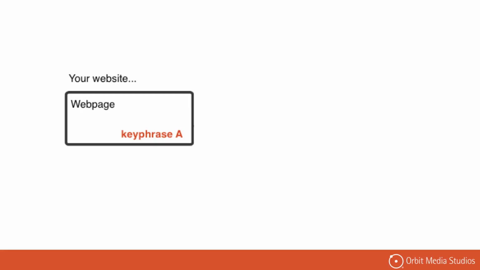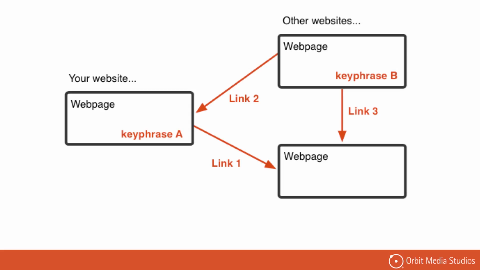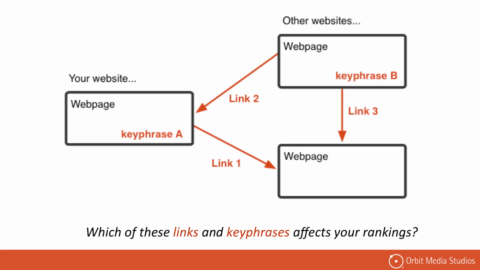So let's take a break for a quick quiz. Your website has a key phrase on it. There's a page with a phrase, targeting a phrase, and it links to another page somewhere on the internet. Great. So now there's yet another page on yet another website that also targets a key phrase, maybe a different phrase. And that site links back to your site, and it also links to that other site we mentioned. So there are three pages here, two of which are targeting key phrases, key phrase A and key phrase B. And there's three links. Links going away from your site, links between other websites, and links to your site. So the big question, which of these links and which of these key phrases affects your rankings?